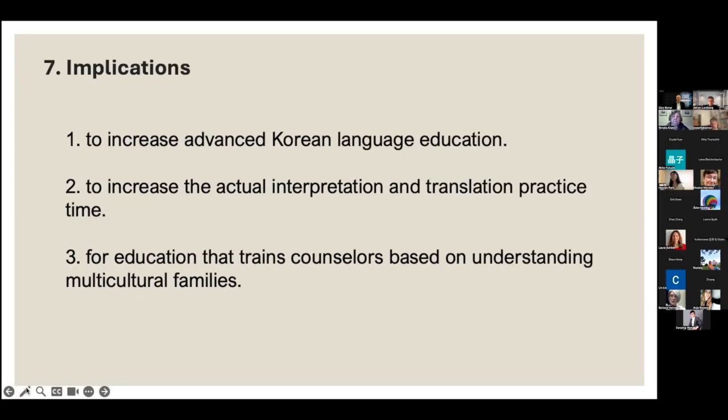Therefore, this study makes 3 suggestions. There is a need to increase advanced Korean language education. The second is a need to increase the actual interpretation and translation practice time. And third, a need for education that trains counselors based on understanding multicultural families.